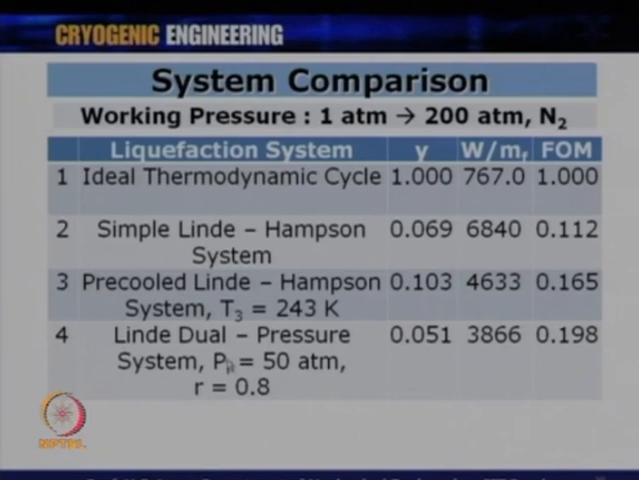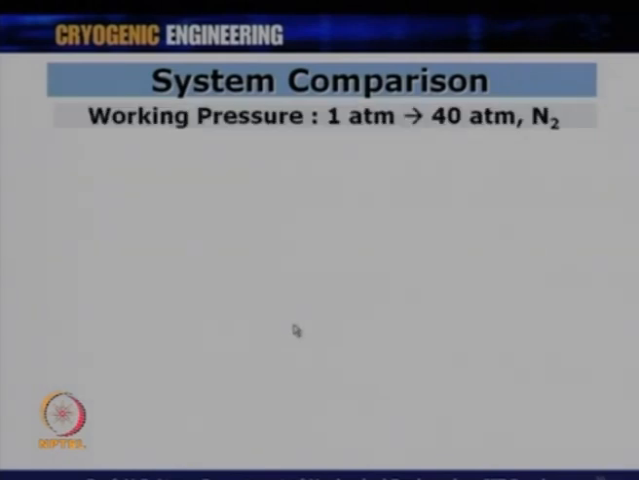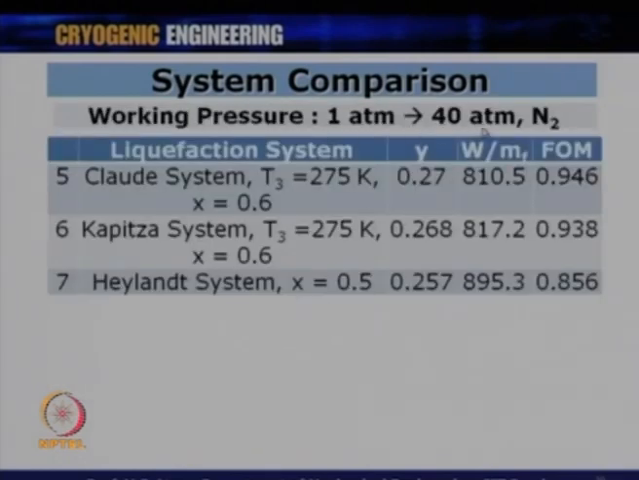Then I went for the Linde dual pressure system, where the intermediate pressure was taken at 50 atmosphere, and here Y decreases, but what is important is that W by MF decreases, that is, the work per unit mass of gas liquefied decreases. This was basically the advantage of the Linde dual pressure system. All right. If I go now from 1 atmosphere to 40 atmosphere, nitrogen as working fluid, the Claude cycle, I get Y of almost 27%, which is very high. W by MF is 810, while the figure of merit is also very high.